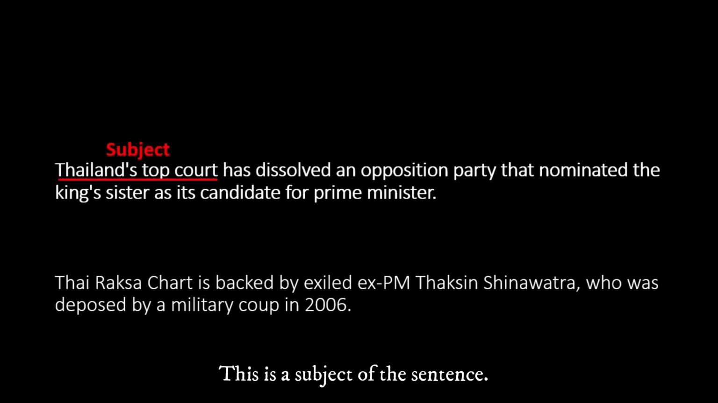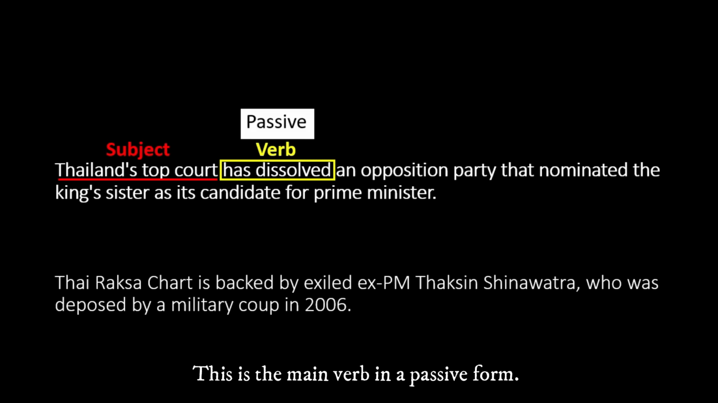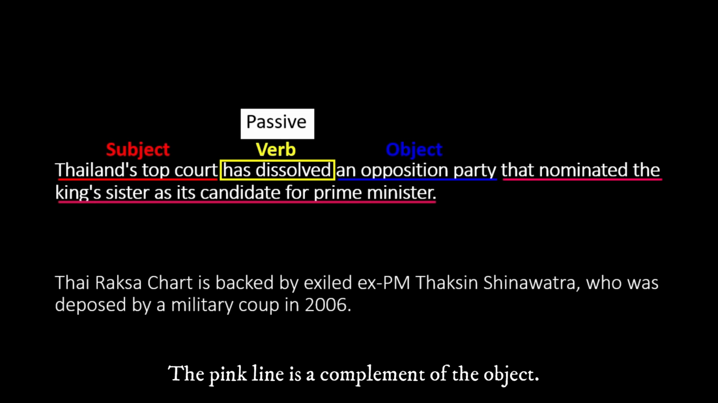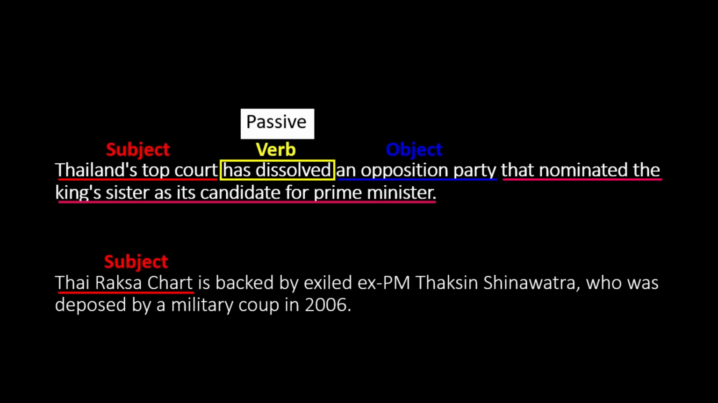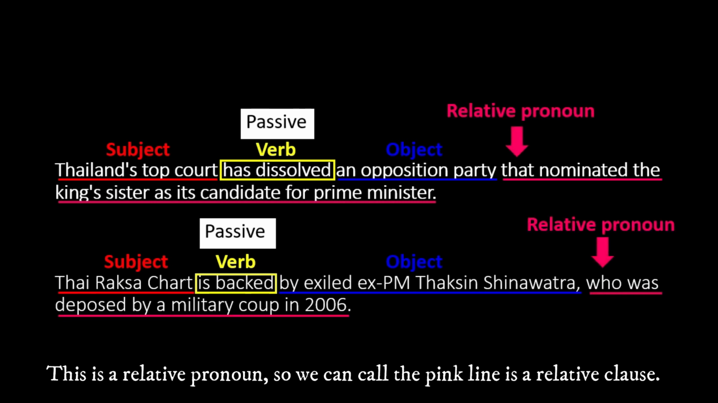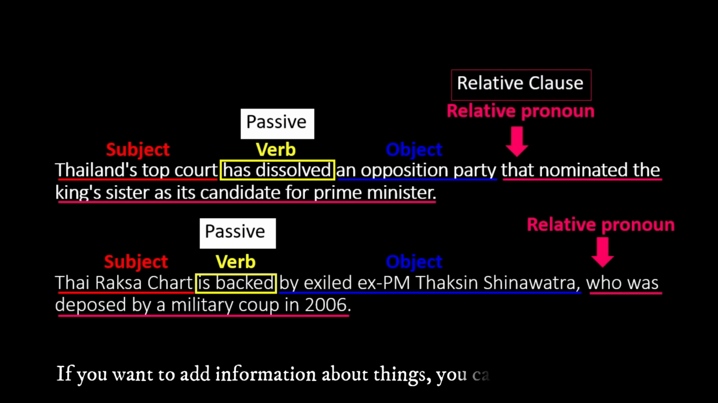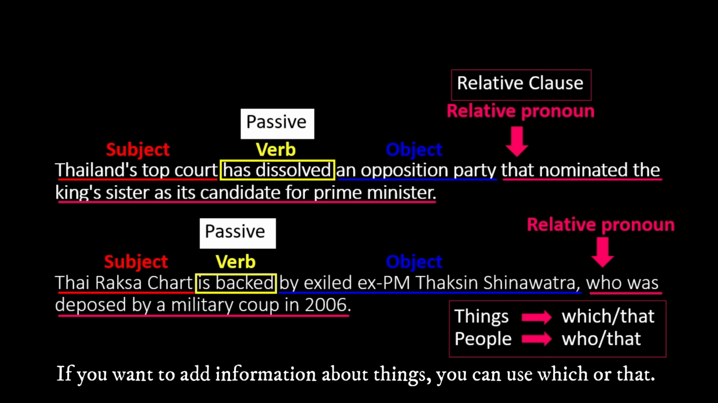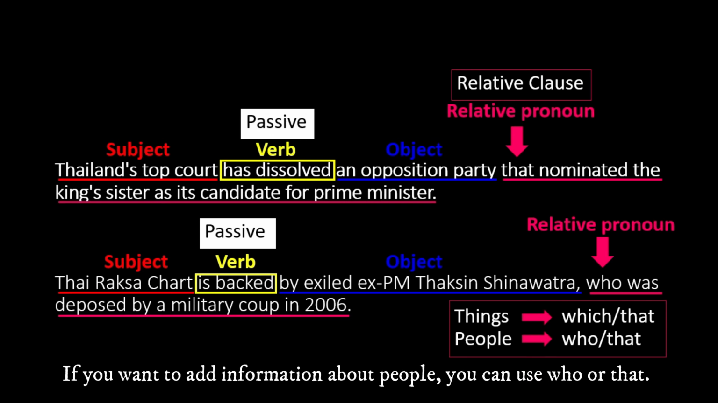This is a subject of the sentence. This is the main verb in a passive form. This is an object. The pink line is a complement of the object. It helped us to understand the object clearly. What about this one? This is a relative pronoun, so we can call the pink line a relative clause. If you want to add information about things, you can use which or that. If you want to add information about people, you can use who or that.